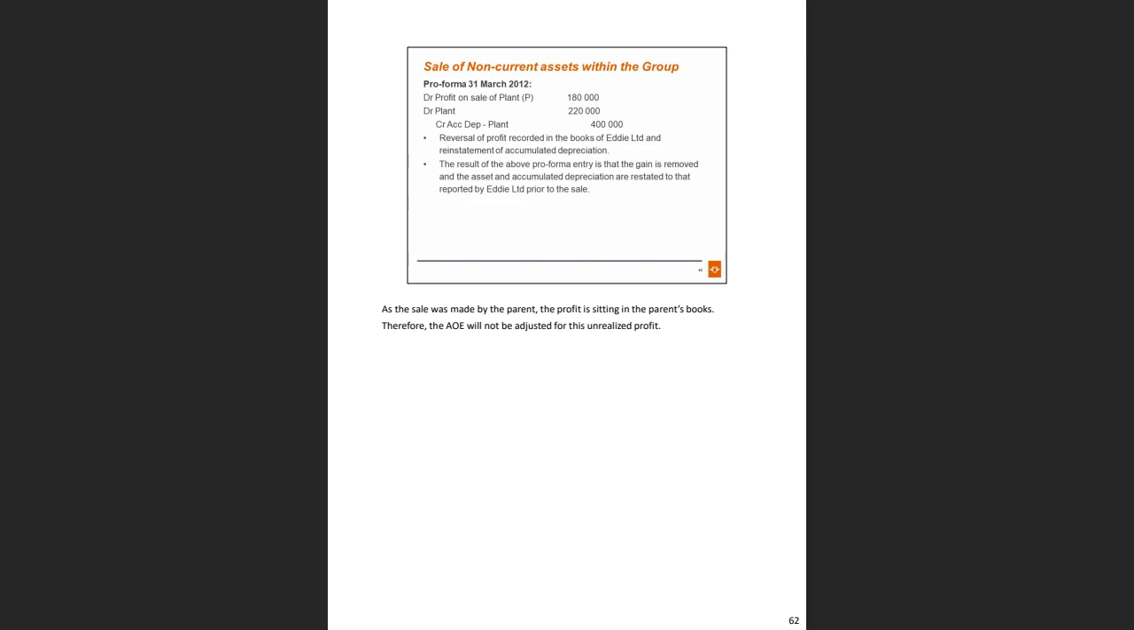So the sale was made by the parent. So the profit is sitting in the parent's books. So the analysis of equity will not be adjusted for this unrealized profit. So here you will just show it in the journal entries, okay? So do you understand that in the separate financial statements, it's fine to show the sale of asset, but in the group financial statements, we cannot show it, okay?